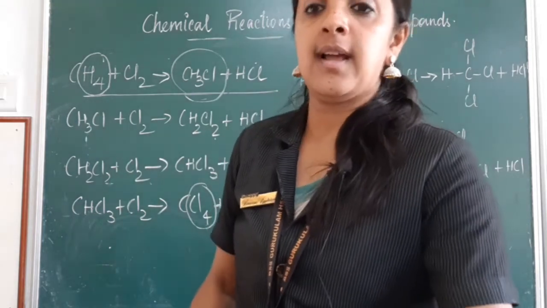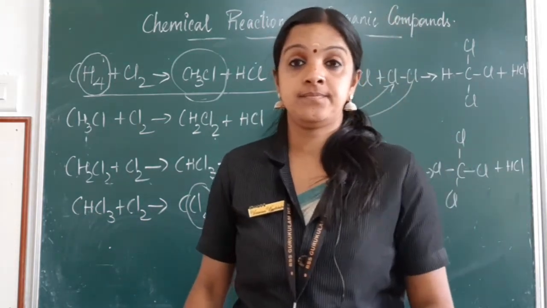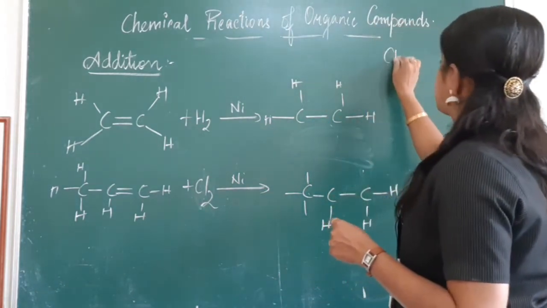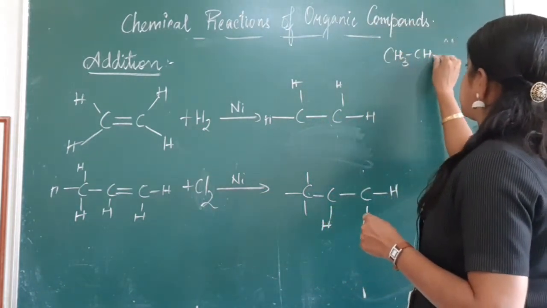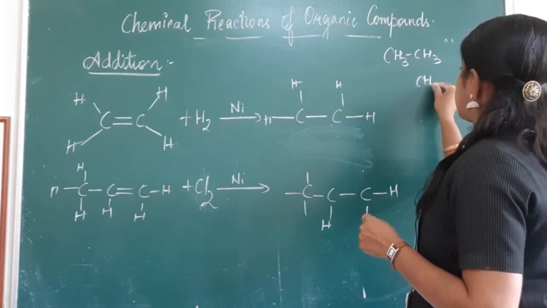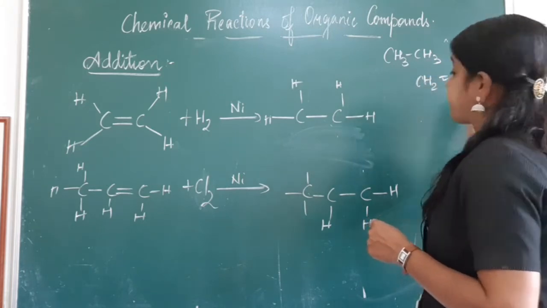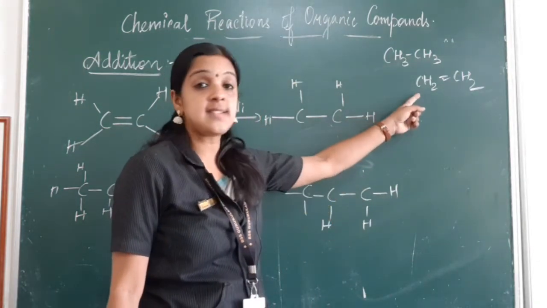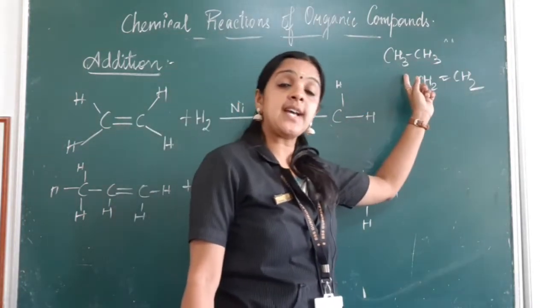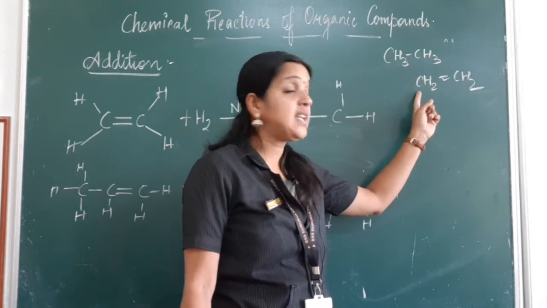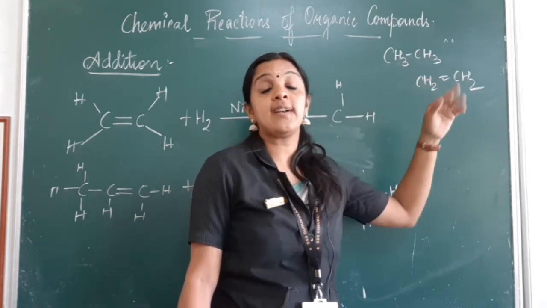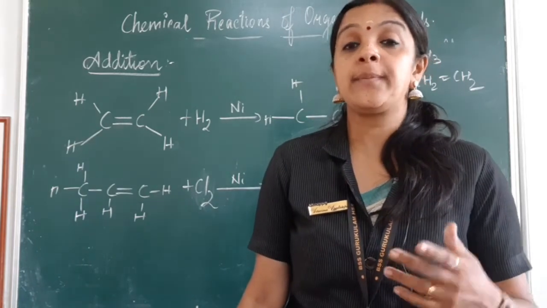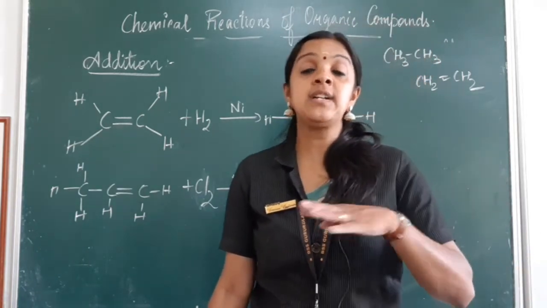Now we will learn addition reaction. If you see these two compounds, children, CH3CH3 and CH2 double bond CH2, this is ethane and this is ethene. Ethane is a saturated hydrocarbon. Ethene has a double bond, and such compounds are called unsaturated hydrocarbons. What are unsaturated hydrocarbons? Those which are made up of double and triple bonds.